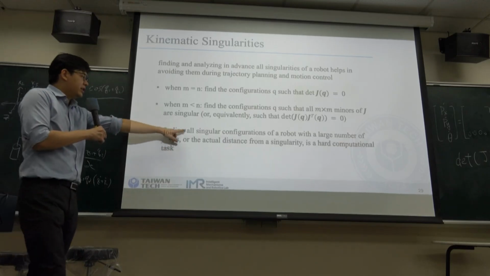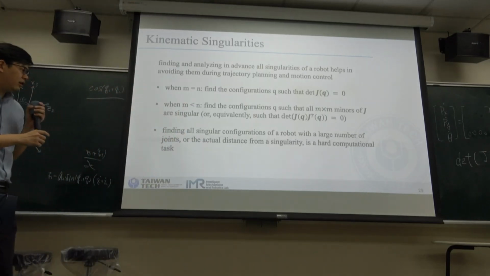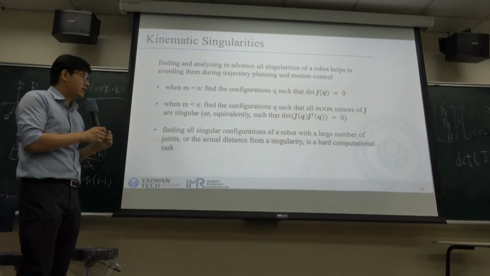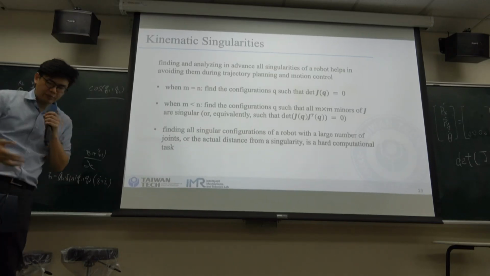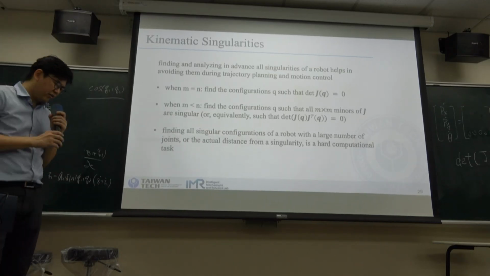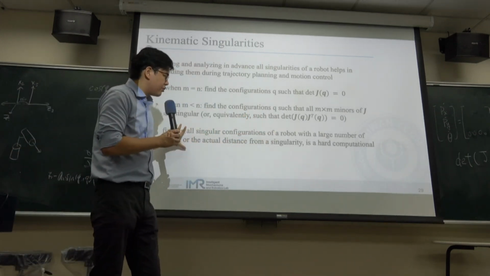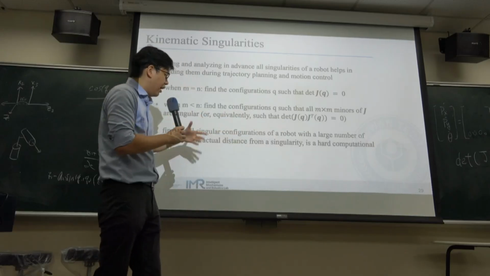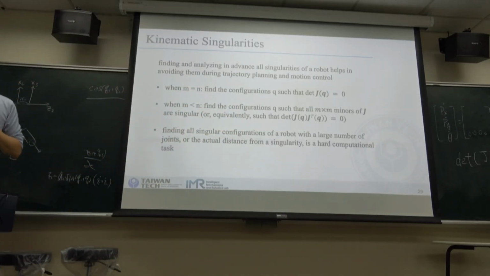Finding all singular configurations of a robot with a large number of joints, or the actual distance from a singularity, is a hard computational task. If you check a lot of robotics papers, they propose methods to find the singularity configurations.